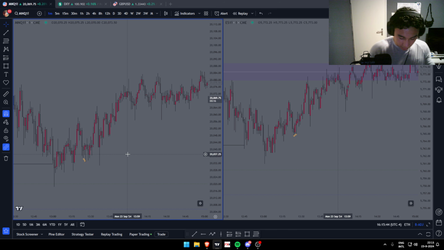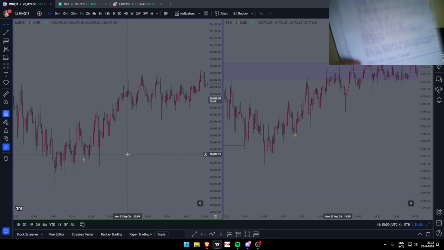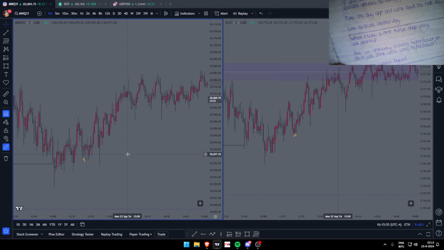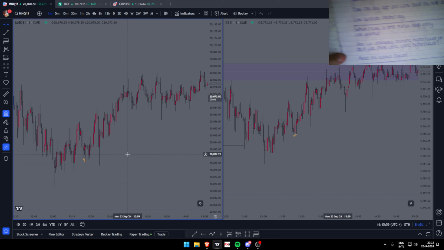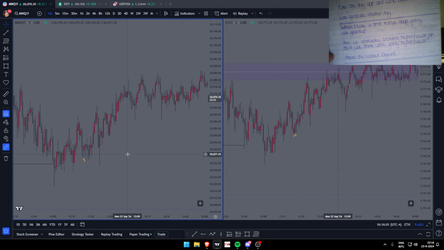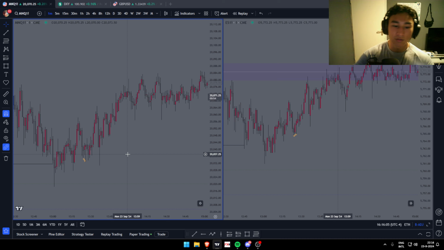But what I marked out here, or I put into my notes, is here. When I take an SMT turtle soup entry, ask yourself, are we obviously trending? That's what I require. Higher or lower. Or do I just think we're going higher or lower? Avoid the losses.